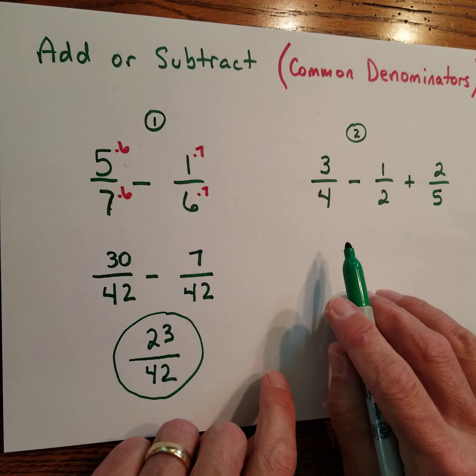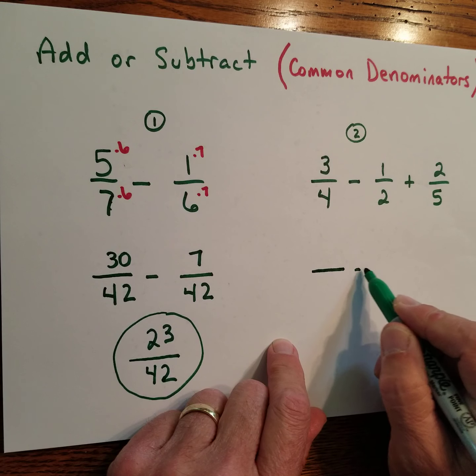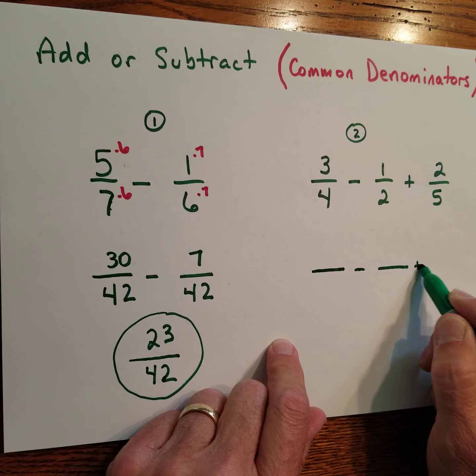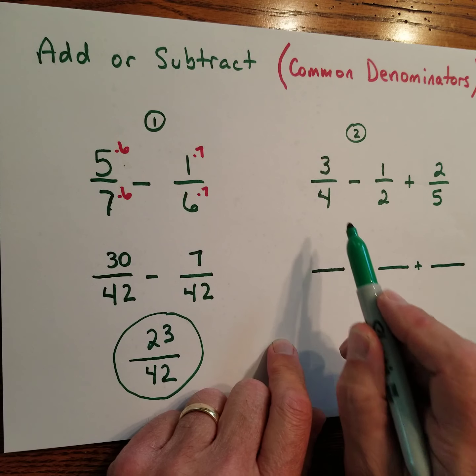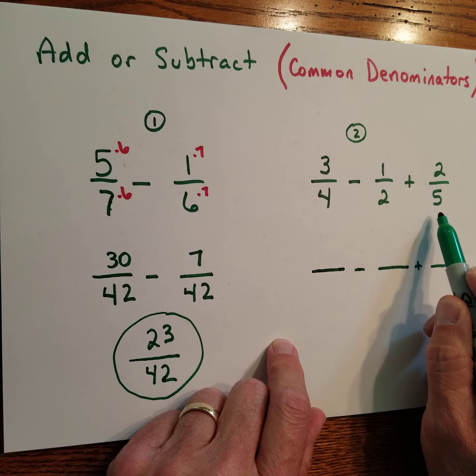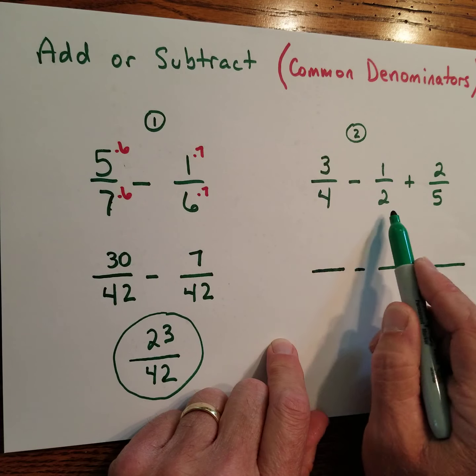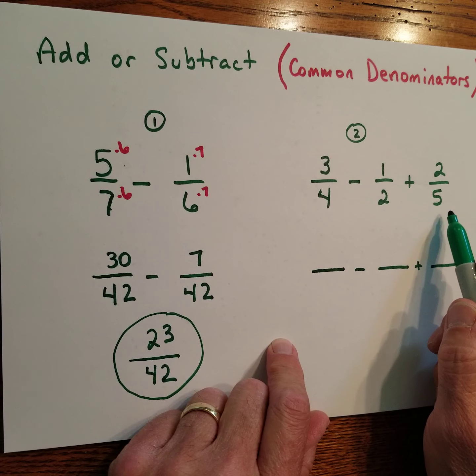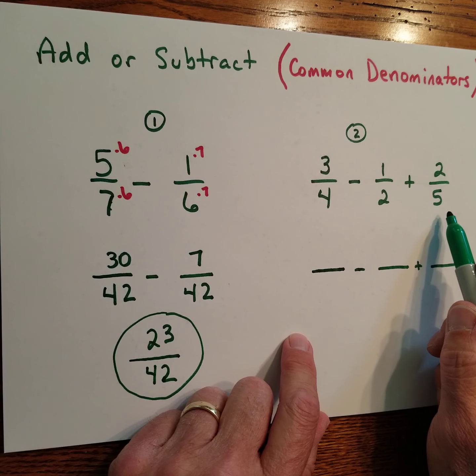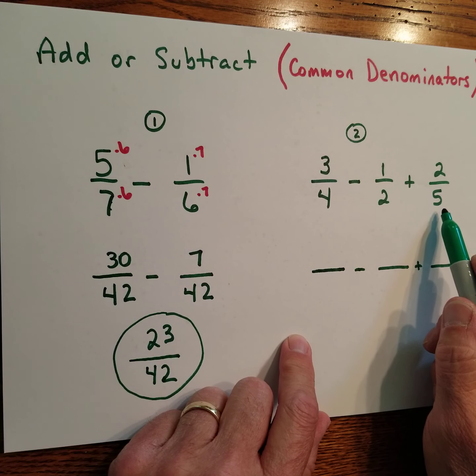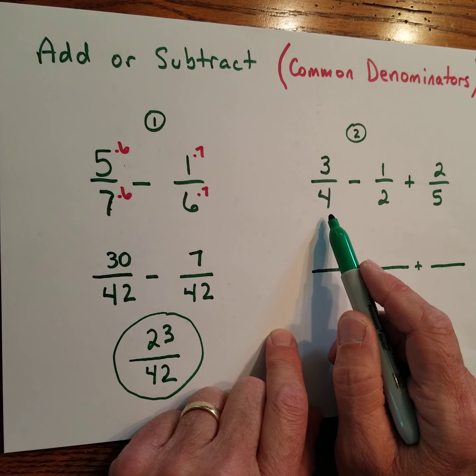In number 2, we're adding and subtracting with multiple fractions. Let's get ready. But I know I need a common denominator. A common denominator means a number that 4, 2, and 5 can all divide into. 2 goes into 4, but 5 doesn't. 2 and 4 both go into 8, but 5 doesn't. 2 and 5 both go into 10, but 4 doesn't. I need a number that they all go into.